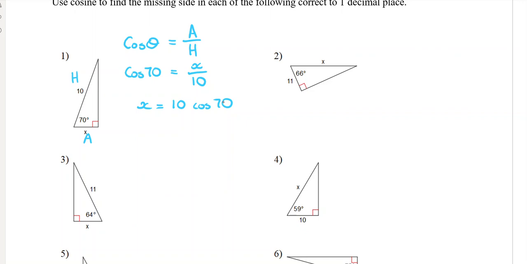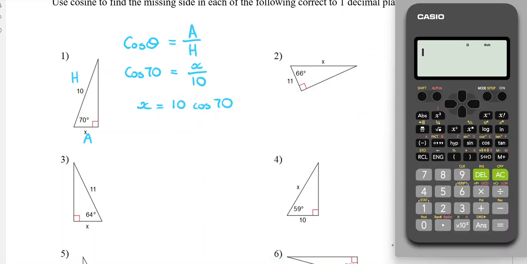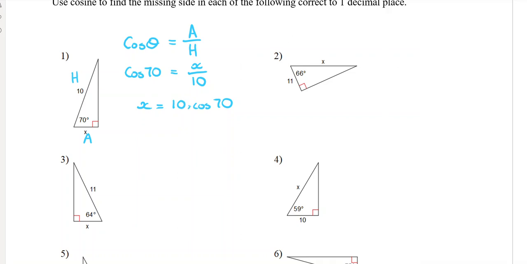Okay. And then we type that into our calculator. So here's my calculator. I have 10, I usually have a times sign in between there, so sorry, 10 times cos 70 equals. And we're doing one decimal place. So what's my answer? Yeah, 3.4. Good. So 3.4 for the answer. And that's what we're going to do over and over and over. Let's try the next one.